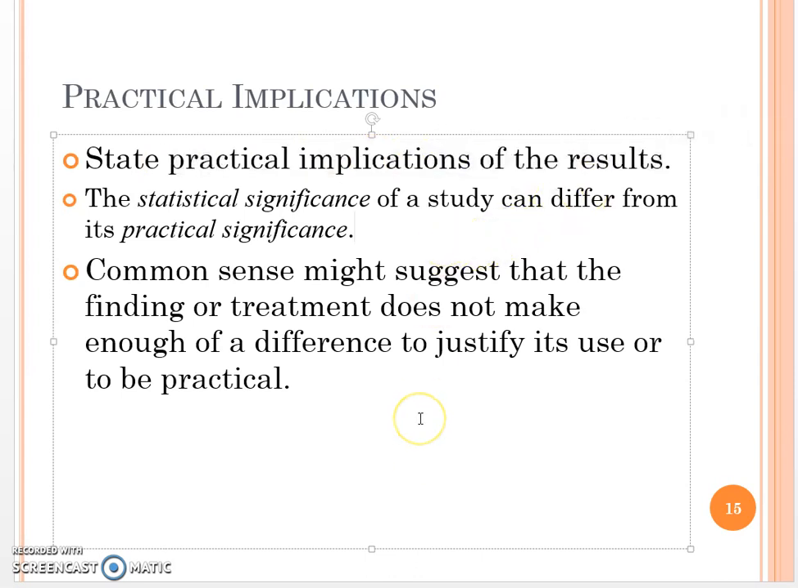Over here, we would like to talk about two differences, the differences between two significance. One is called statistical significance, and one is called the actual practical significance. So when we talk about these two significances, the common sense might suggest that the finding or treatment does not make enough of a difference to justify its use or to be practical in reality.